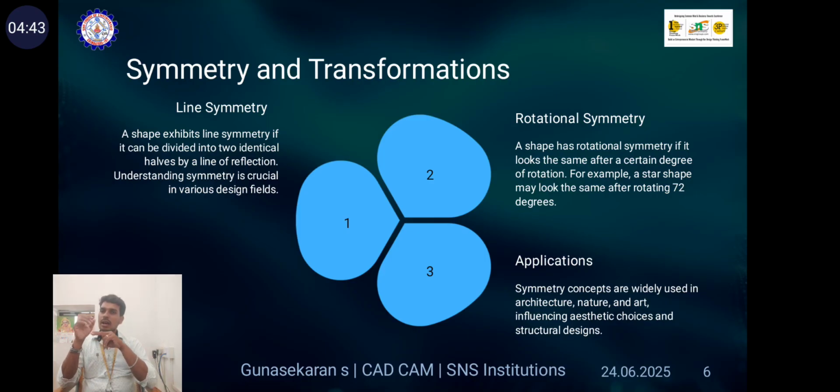These concepts are deeply embedded in architecture, art, biology and engineering. For instance, buildings, tiles and logos often use symmetry to achieve balance and appeal in CAD/CAM.